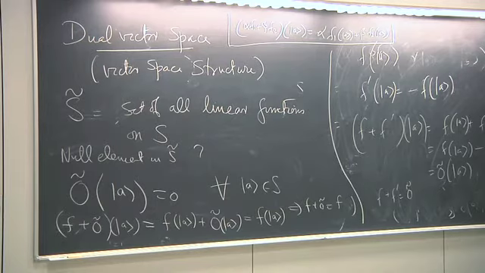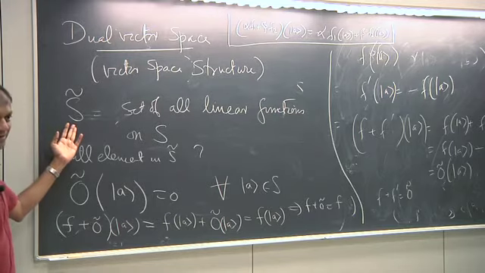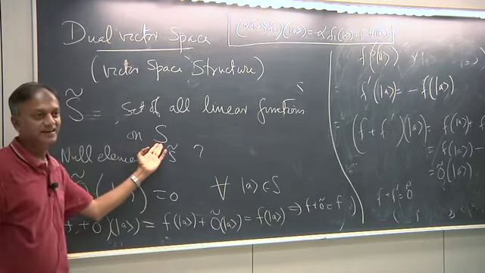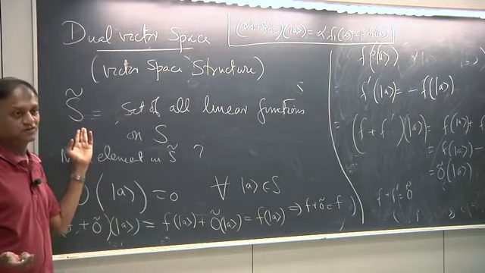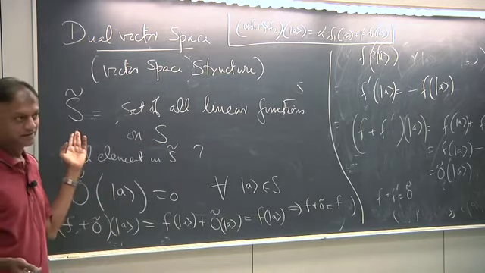But now you can ask another question. What is the dimension of this vector space? Suppose S has a dimension n. Then you can ask the question, what is the dimension of S tilde?